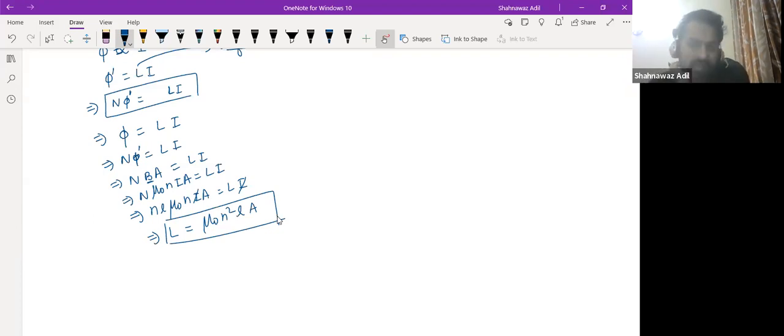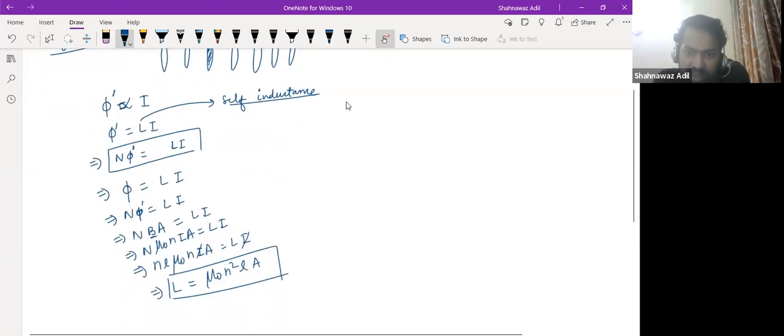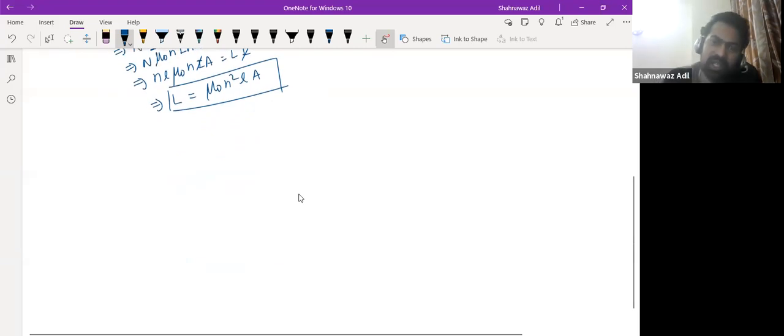Is it clear? So this is how we calculate the self-inductance. You have already done this in the CBSE portion, right? Do you remember this, Tariq? Yes, do you remember this result? Yes. And similarly, what is the mutual inductance?